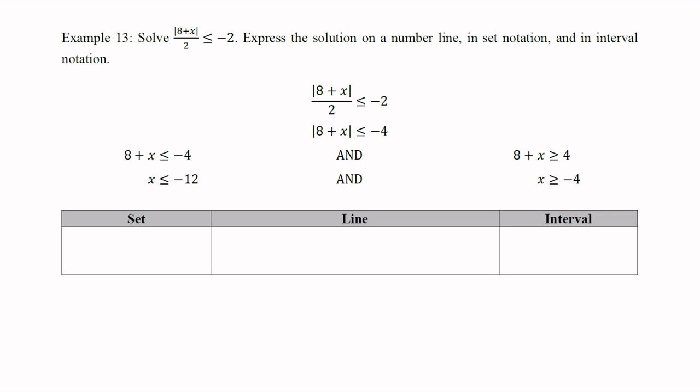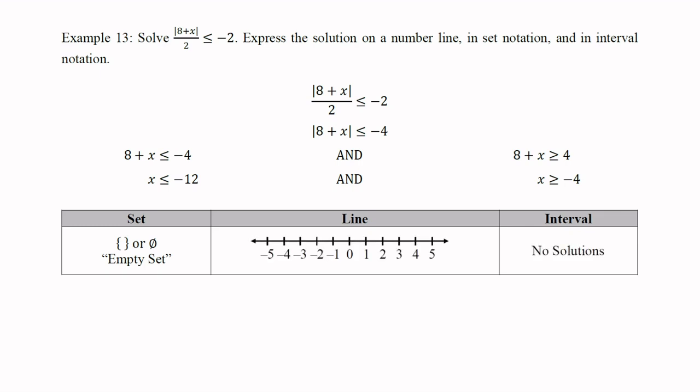And we take a look at our solution. We have x is greater than or equal to negative 4. We also have x is less than or equal to negative 12. An and statement is the part that's shared, but there's nothing that's shared in between those two statements. So we have the empty set, nothing on the number line, and in interval notation, no solutions or simply none.